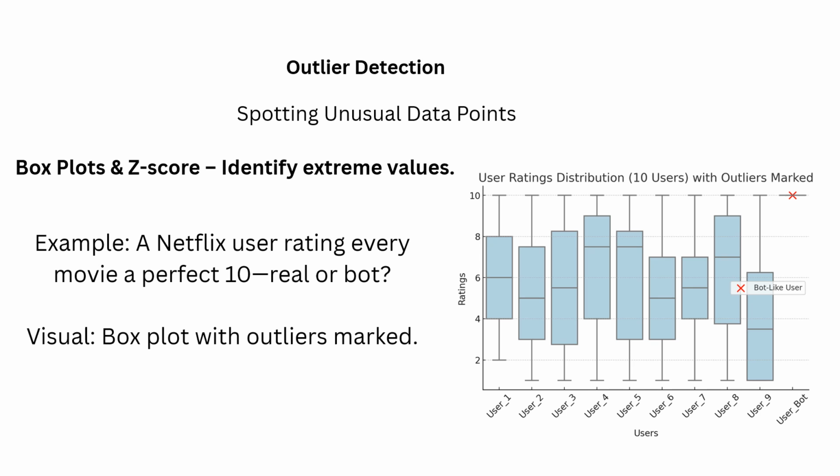A box plot helps to detect extreme values, and z-score is to find points that are very different from the rest. For example, imagine a Netflix user who rates every movie a perfect 10. Is it a real person or a bot, maybe AI or fraud? Outliers can affect machine learning models, so we must identify and handle them.